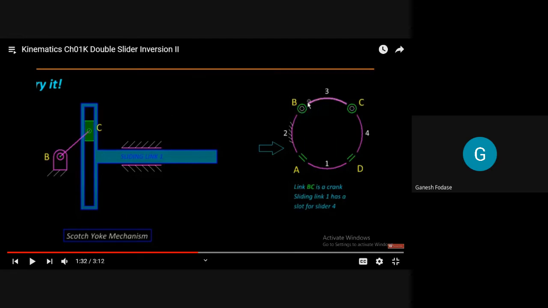That is called a Scotch yoke mechanism, in which you can see this pair, BC represents a pair. So at B, the slider is fixed. So this link is fixed, and we obtain the crank. So this BC will act as a crank. You can see why it is a crank, because it has a turning pair on both sides. At B also and C also there is a turning pair. So it will act as a crank. Let's see how it will work.